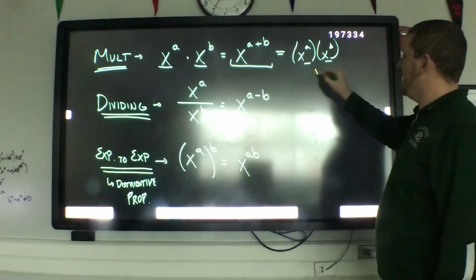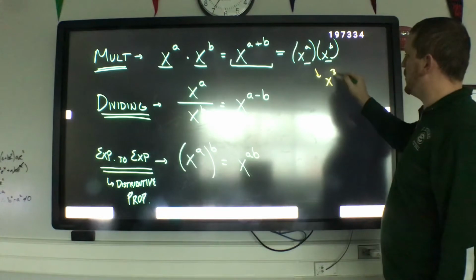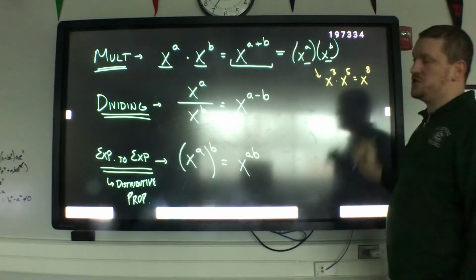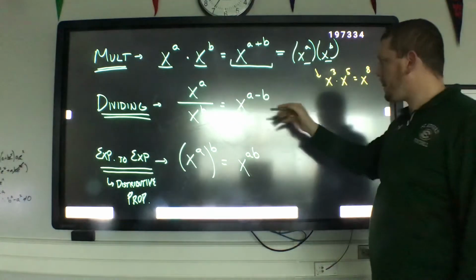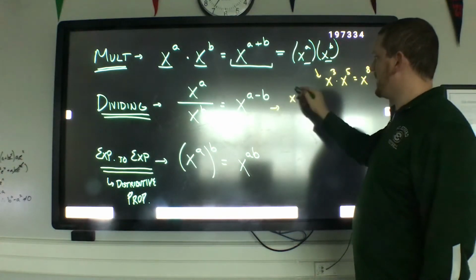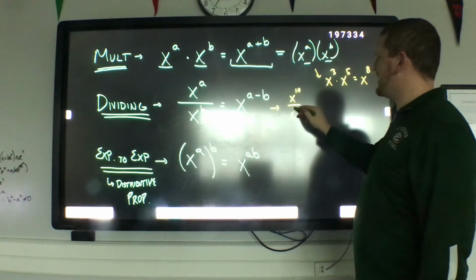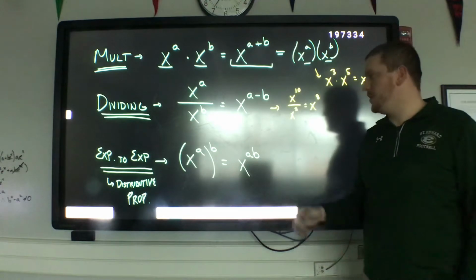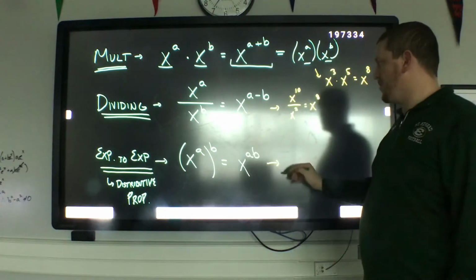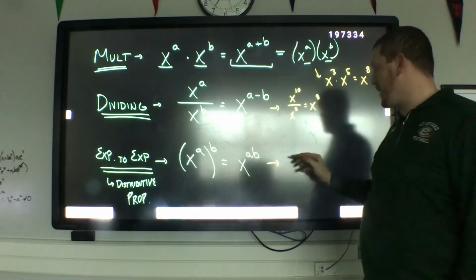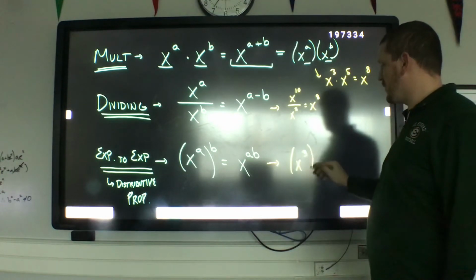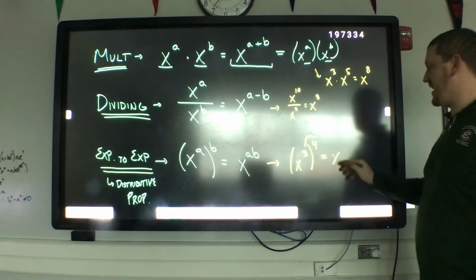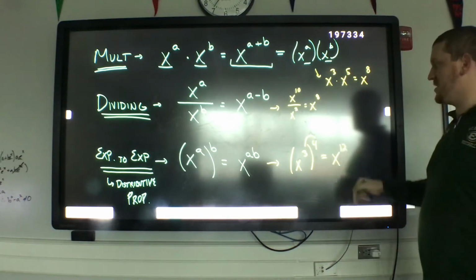For the first one, if I had something like x to the 3rd times x to the 5th, well, that's just equal to x to the 8th, which is 3 plus 5. The second example would be something like x to the 10th over x to the 2nd would equal x to the 8th, because it's 10 minus 2. And then an exponent to the exponent example, I like to call this the distributive property, because if you have x to the 3rd to the 4th power, I'm just distributing in this 4, and you get x to the 3 times 4, which is the 12th.